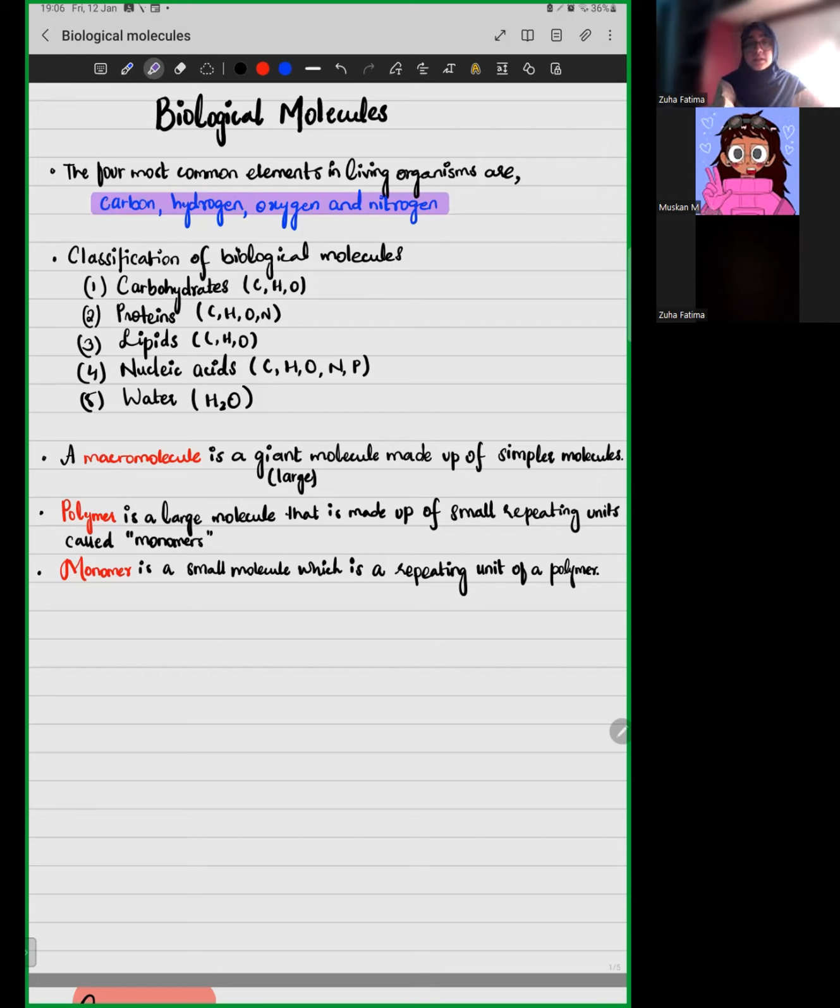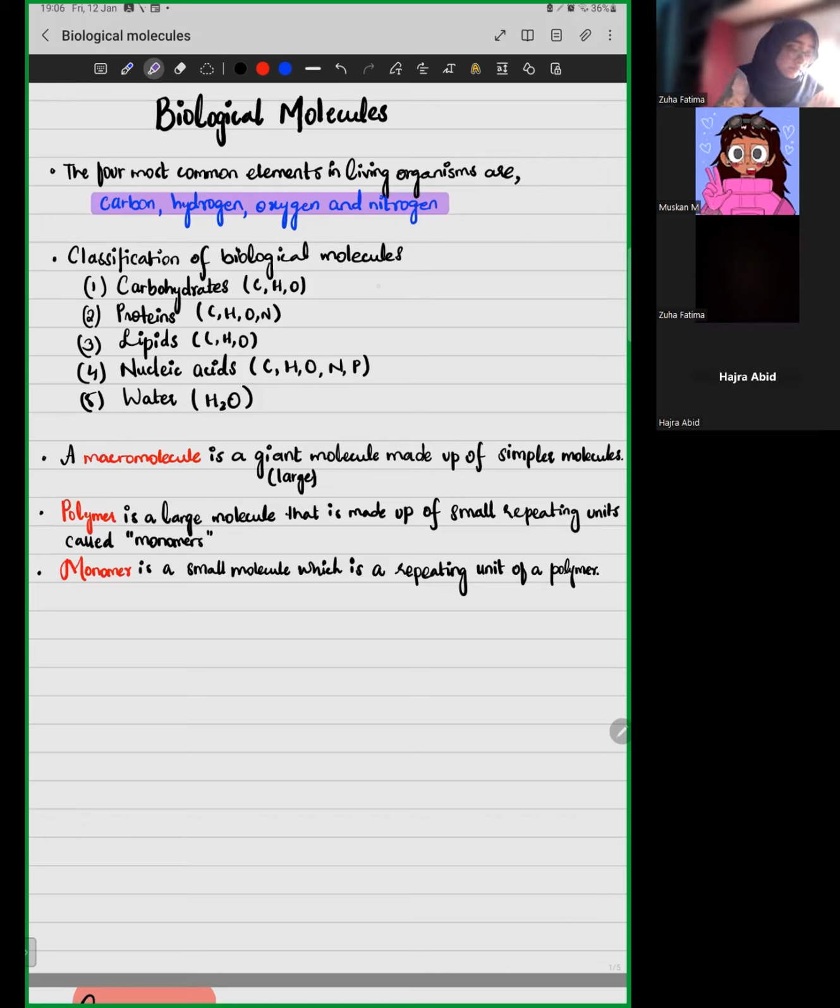Now, the main biological molecules which are present in our body are what? They're carbohydrates, proteins, lipids, nucleic acids, and water. And all of these are very important. And why are they important? Because these three, carbohydrates, proteins, and lipids, are macronutrients. We need them in our nutrition. We need them in our diet.